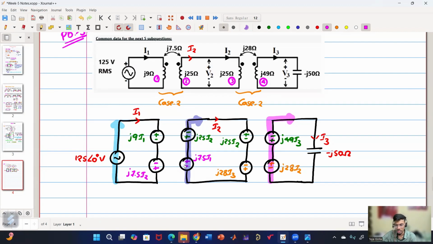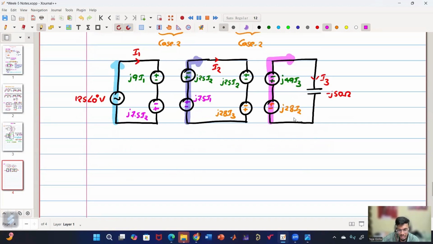Yes. Okay, so now let us write KVL here, and KVL here. So anyone, please volunteer and tell me what will be the equation for KVL in loop 1, loop 2, and loop 3. Sir, 125 angle 0 degrees minus j9 I1 minus j7.5 I2 equal to 0. So now I'll directly write the simplification because the math you can do.